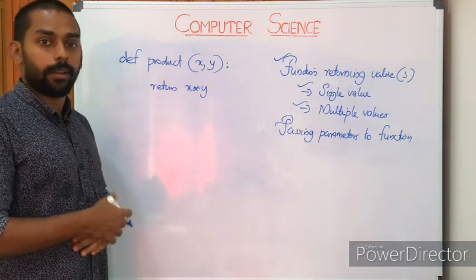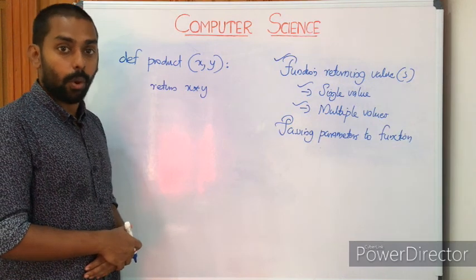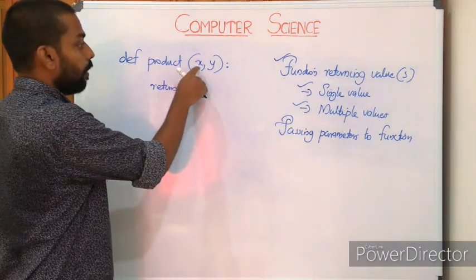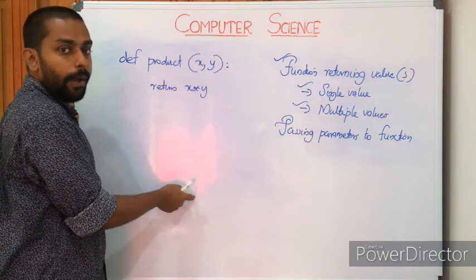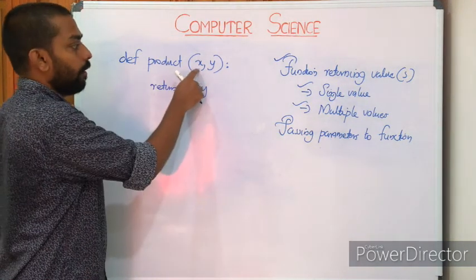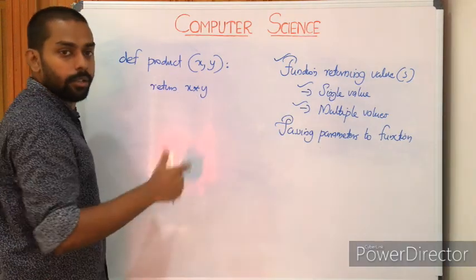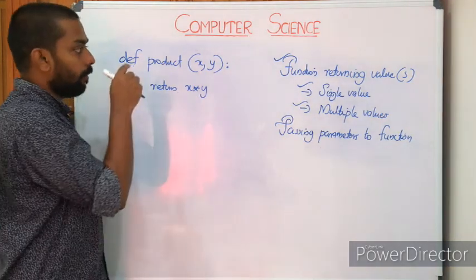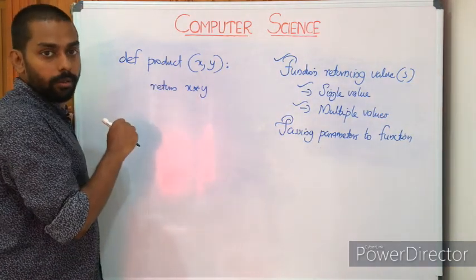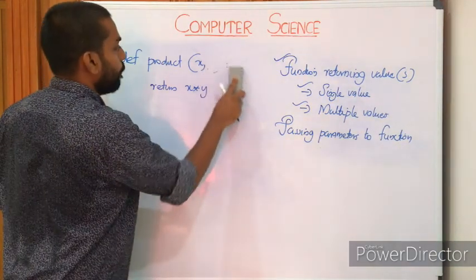Is there any problem with the statement? No, there is no problem, because x and y will have values. We will pass the values at the time of calling the function, and it works on the passed values, so it can return x into y. There is no issue in this block of code. Let's see another example.